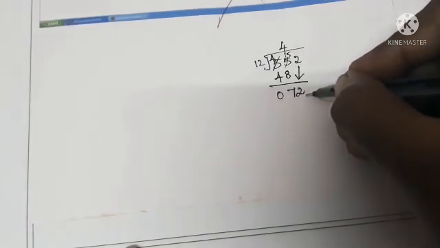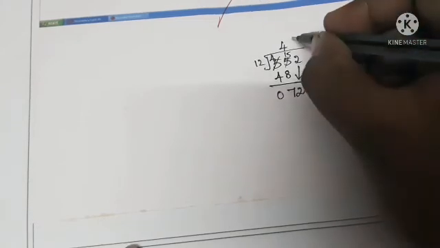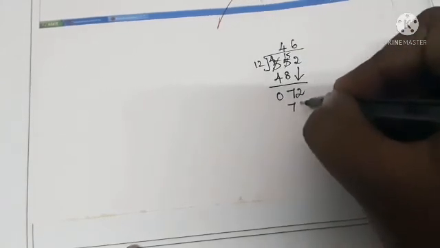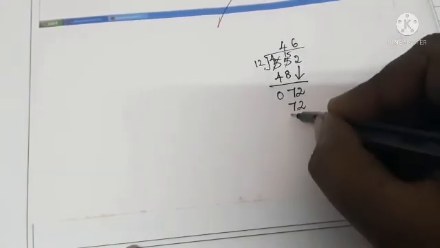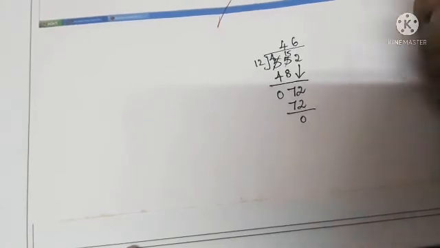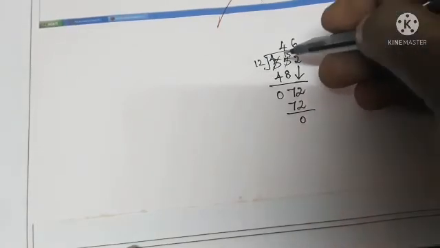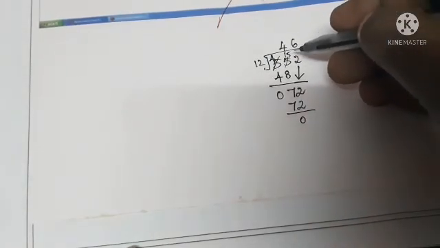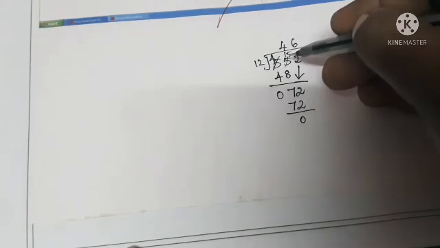In 72 how many 12s are there? Yes, 6 twelves are 72. 6 into 12 is 72. So 72 minus 72 is 0. From here we can understand there are 46 chairs in one row. In each row how many chairs are there? 46 chairs.